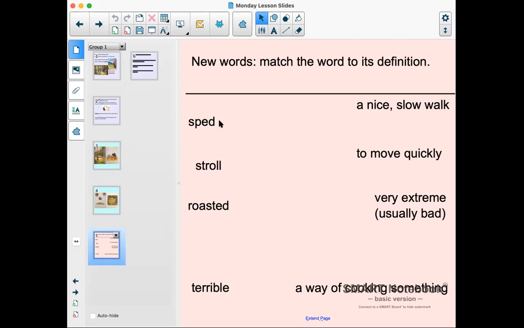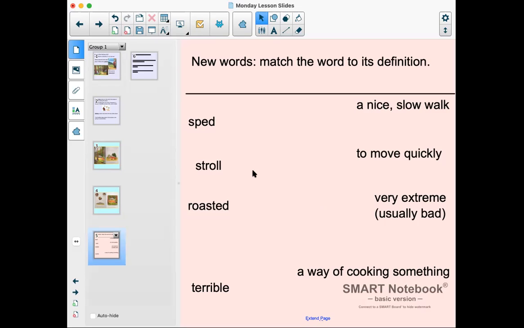So sped, stroll, roasted, and terrible. And the first activity we're going to do is match the word to its definition. So we have some choices on this side. We have a nice slow walk, to move quickly, very extreme, usually bad, or a way of cooking something. So it's going to be our job to match those words to their definition.